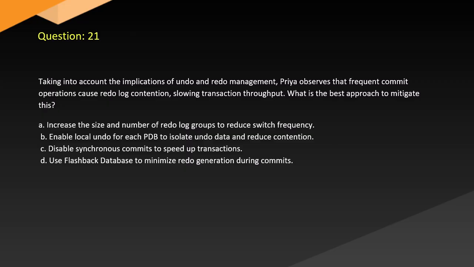Question 21. Taking into account the implications of undo and redo management, Preyo observes that frequent commit operations cause redo log contention, slowing transaction throughput. What is the best approach to mitigate this? A. Increase the size and number of redo log groups to reduce switch frequency. B. Enable local undo for each PDB to isolate undo data and reduce contention. C. Disable synchronous commits to speed up transactions. D. Use flashback database to minimize redo generation during commits.